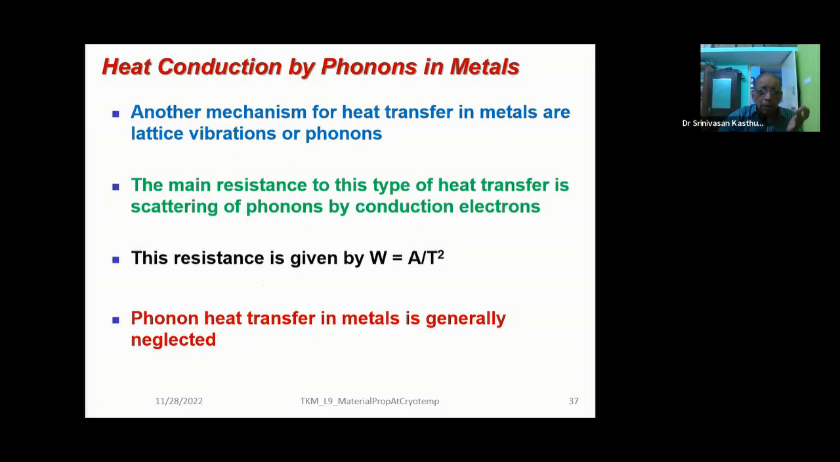Now, what about the heat conduction by phonons in the metals? We said it is by both phonons as well as electrons. The electron part we have seen now. What about the phonon? Phonon heat transfer has a behavior proportional to A by T squared, W equals A by T squared. Normally this is neglected. You don't consider it unless you go to extremely low temperature where T is very small, so T squared becomes so small that this factor comes into existence.